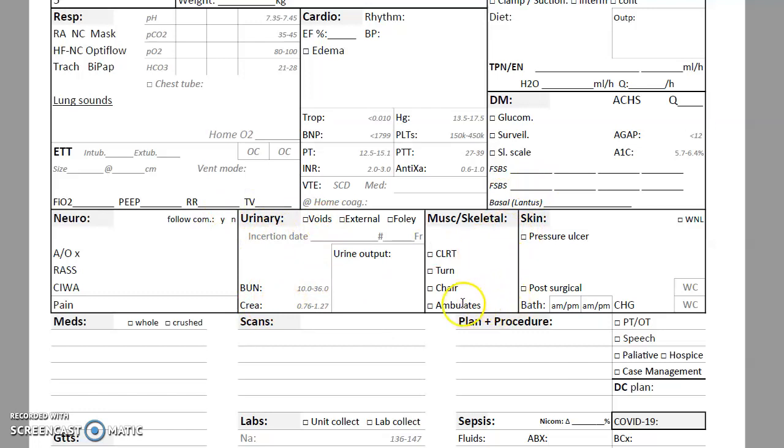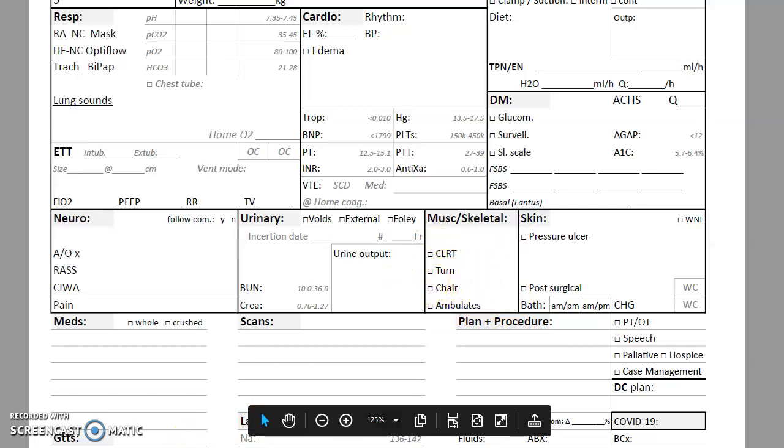Musculoskeletal: usually our patients get turned or are under continuous rotation. Or you turn them, or they're able to ambulate.